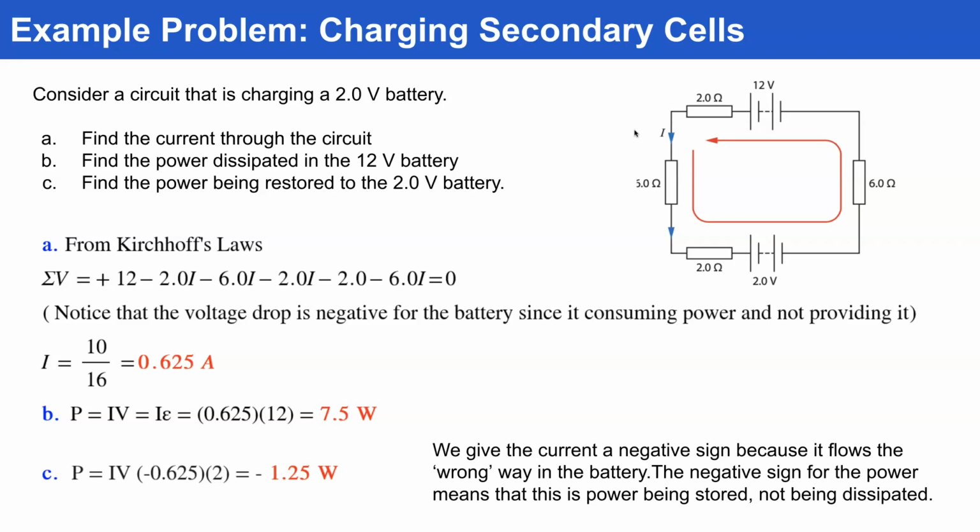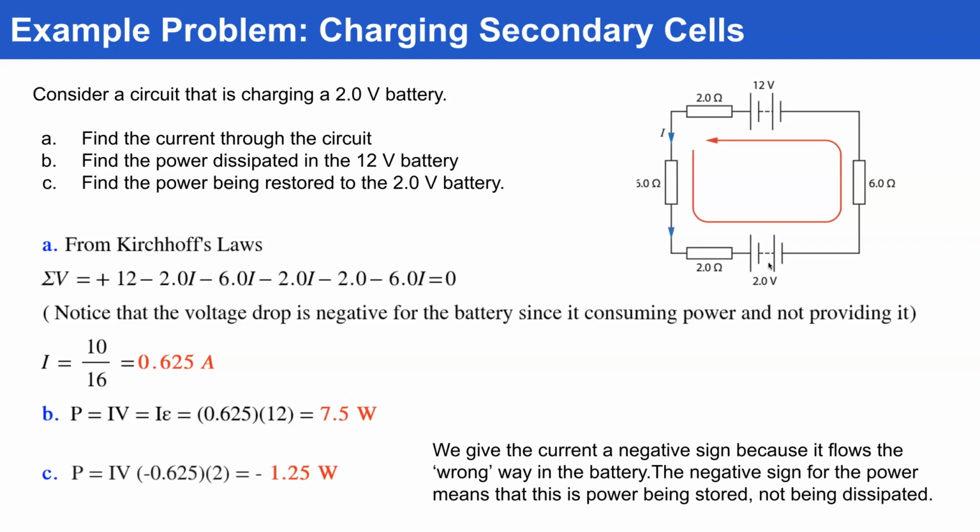So you have a positive voltage drop across the 12 volt battery, and of course we know resistors have a negative voltage drop. And this battery here is going to be a negative voltage drop because it's consuming power and not providing it. And so Kirchhoff's second law says that the total voltage drop across the loop must be equal to 0. And so solving this, you get I equals 10 over 16, and so 0.625 amps is the current. And once again, that's going to be the current through every element because there's only one loop.